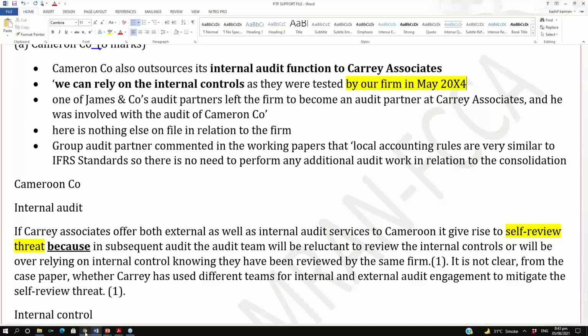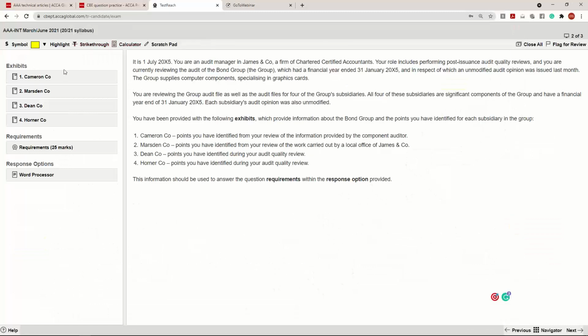You go back to the case study and you open the exhibit. See, what is the financial year end for which we are performing the audit? Can you all look at this financial year end on the screen? I'm highlighting it in yellow. The financial year end for which we are performing the audit is 31st of January 20x5. Can you all see that in yellow? Please confirm that.